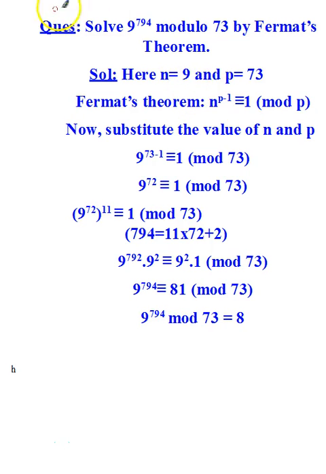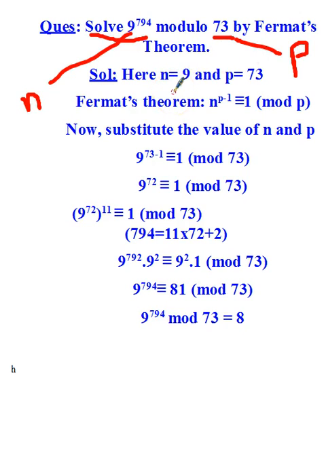Let's say we have to calculate 9 raised to the power 794 modulo 73 by Fermat's theorem. So here n is equal to 9. This 9 is n if we use Fermat's theorem, and this 73 is p. First we will check that 73 is a prime number and that n and p are relatively prime to each other. Yes, 73 is a prime number and 73 is not divisible by 9. It means 9 and 73 are relatively prime to each other. Hence, Fermat's theorem is applicable to this particular problem.